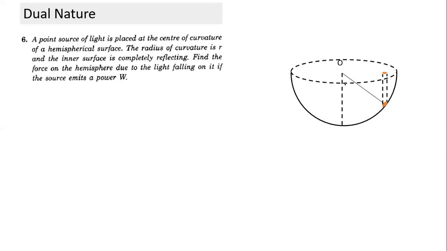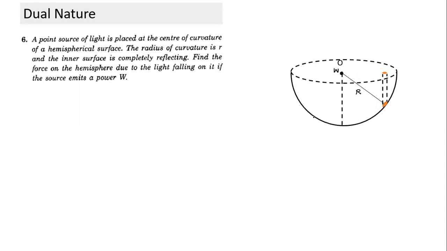Suppose there's a source of light with a power of W. It emits radiation in all directions, and it is placed at the center of a hemispherical, perfectly reflecting surface. Then find the force on the hemisphere due to the light falling on it. So the power is W, the radius is r, and we need to find the radiation force. What net force will act on this hemispherical surface?